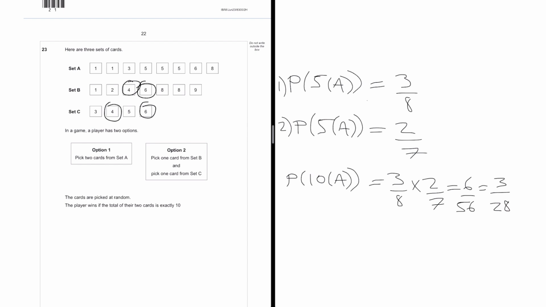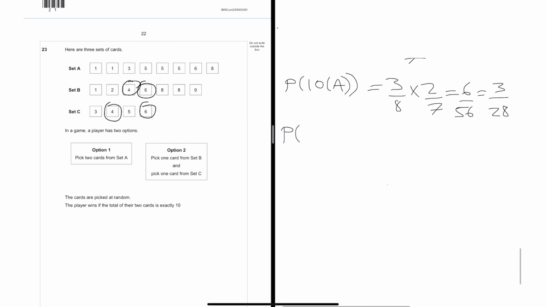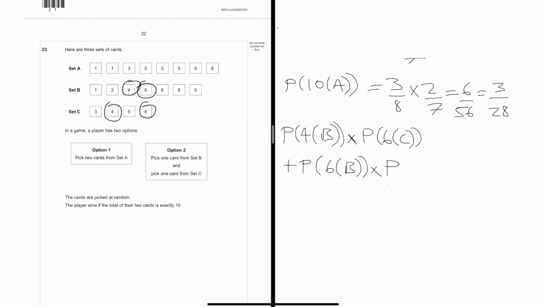So what we have to work out, I'll just move this up slightly. What is the probability of drawing a 4 from set B? Let's just write out the full equation. It'll be the probability of getting a 4 from set B. No, that's not right. We're combining probabilities, so it'll be times the probability of getting a 6 from set C, plus the probability of getting a 6 from set B times the probability of getting a 4 from set C.